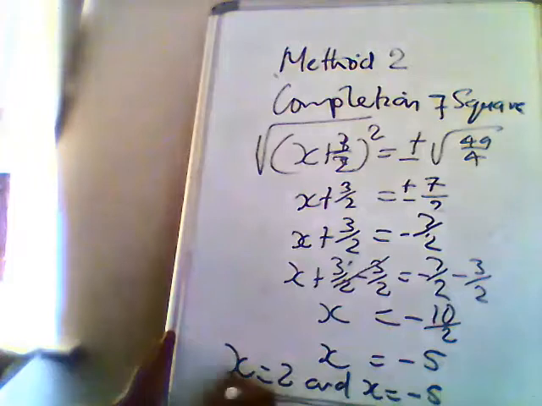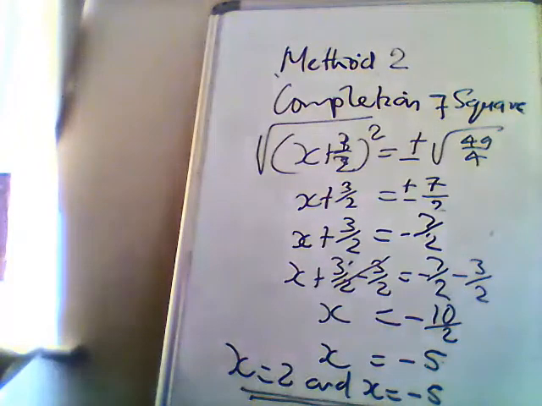Can we check? Yes, we can check. That's no problem at all. You need to substitute each one in turn, and then you should be able to get 0. Okay, so that is how to solve a quadratic equation using completing the square.